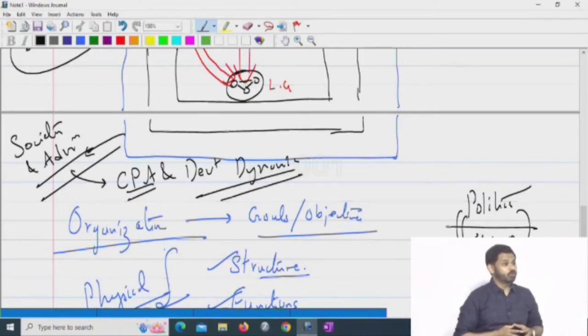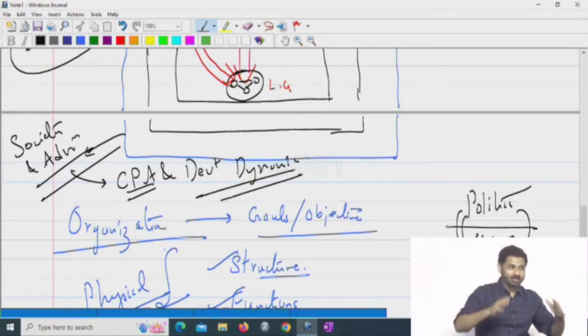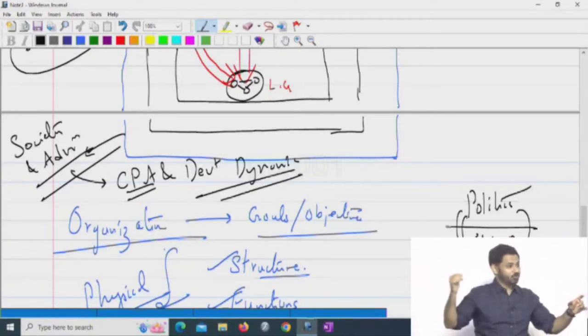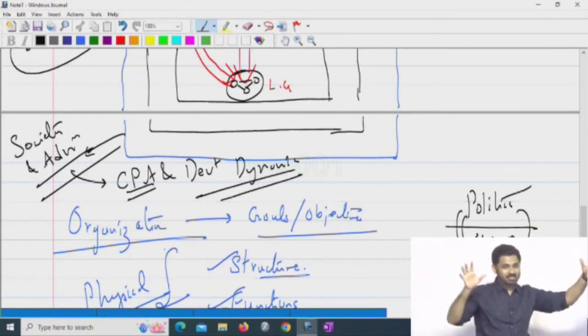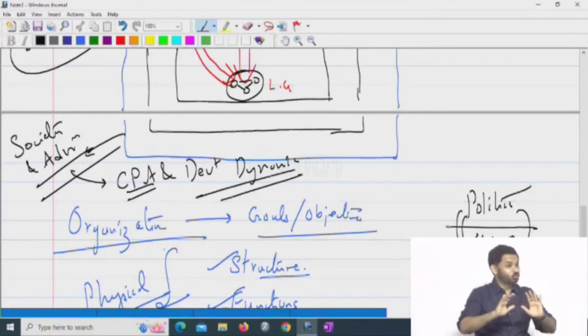So Fred W. Riggs has given a model there. He has drawn an analogy that when a ray of light is passing through a prism, how it behaves. So a ray of light passing through the prism and then coming out, they scatter, right? Then he says this side is underdeveloped, this is developed, and this is developing society. And through this, he explains the features of the developing and developed society.